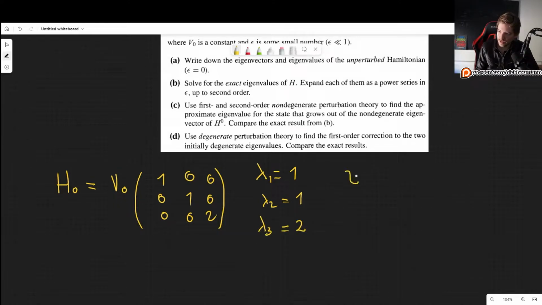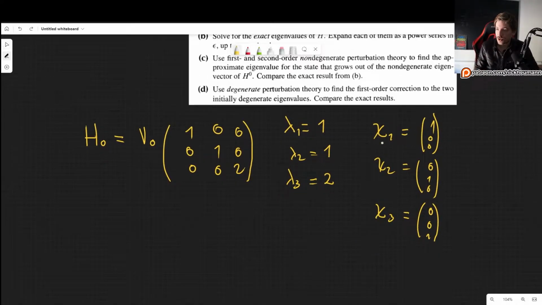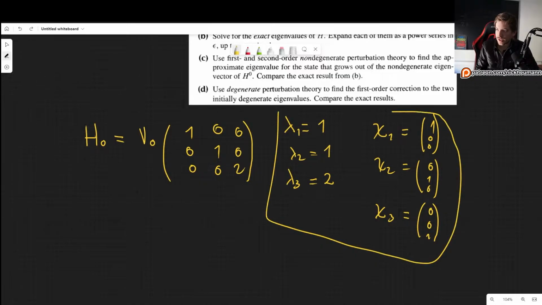And the eigenvectors, let's call them chi1 for example. This is 1, 0, 0. Then we have chi2, which is 0, 1, 0. And finally, chi3 is 0, 0, 1. Why 1 and not 2? Of course, because they need to be normalized. So we took 0, 0, 2 and then we normalized it. So these are our eigenvalues and eigenvectors.